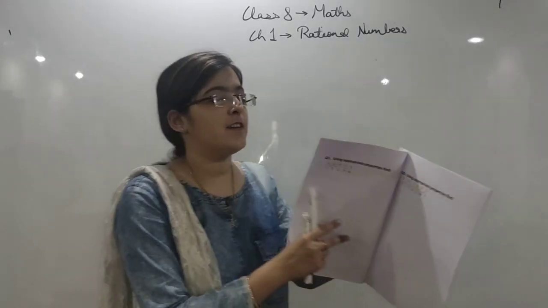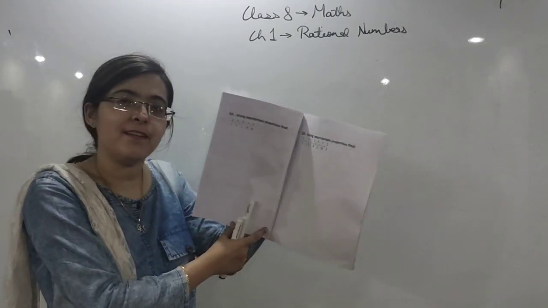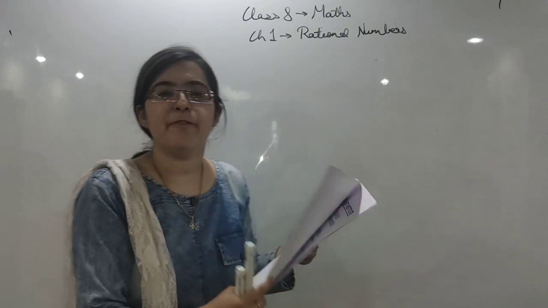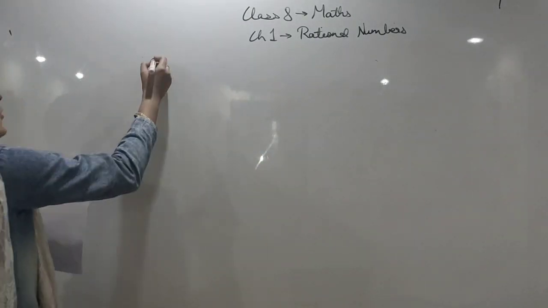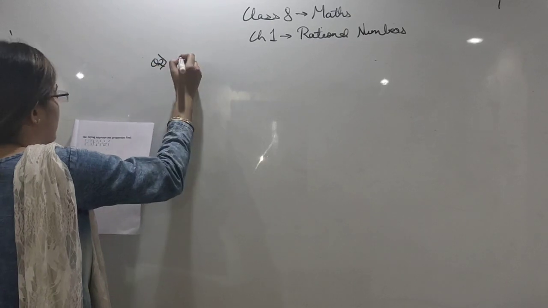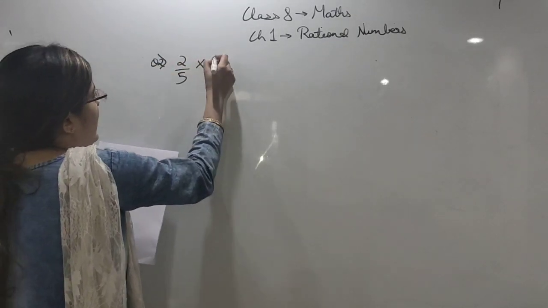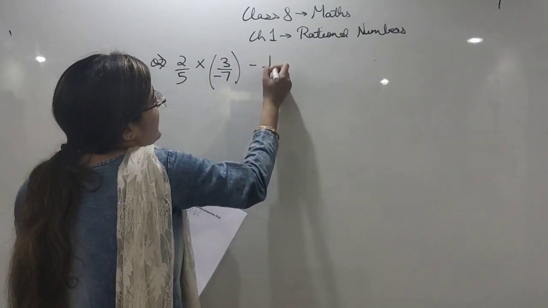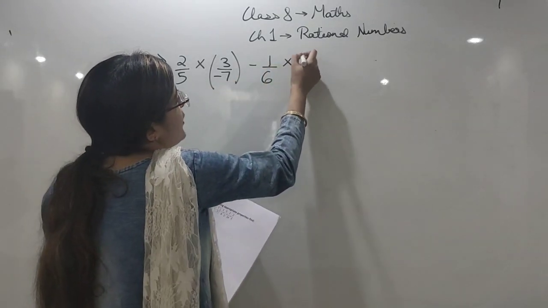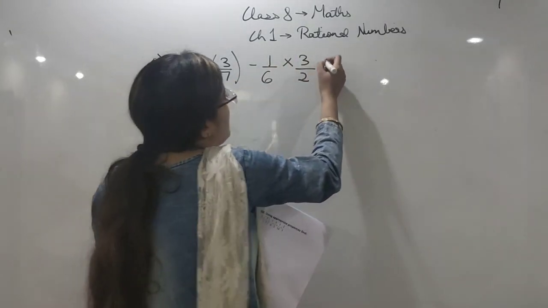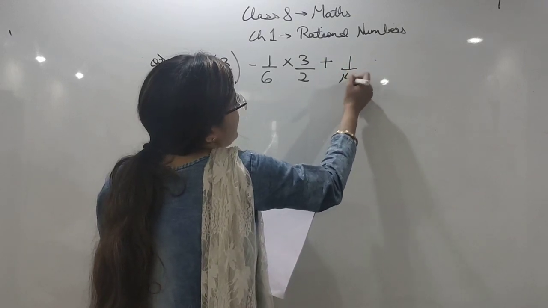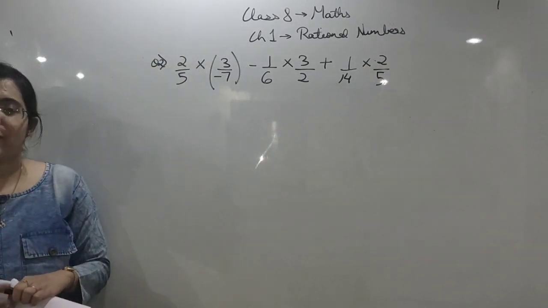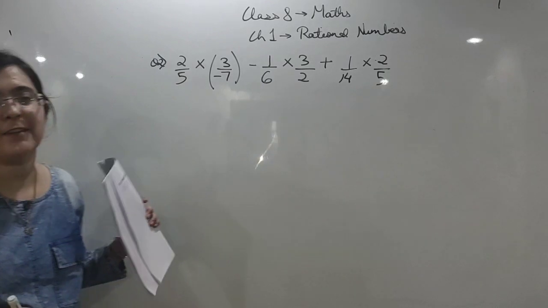Students, you have written your first question's solution here in the space given. Okay, now see the second question. It is the same as your question 1. What is given? 2 by 5 into 3 by minus 7 minus 1 by 6 into 3 by 2 plus 1 by 14 into 2 by 5. Correct? This is your second question. This is the same as question 1 we have done.